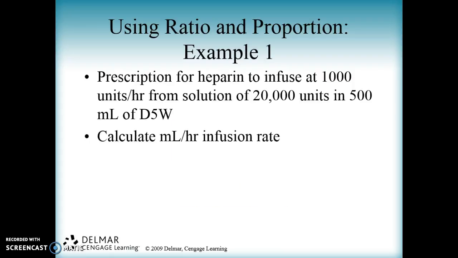They give you several examples and they show you using both ratio and proportion and using dimensional analysis. And as we talked before, ratio and proportion is usually the one that most people prefer.